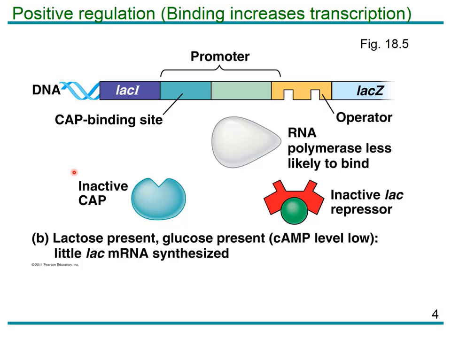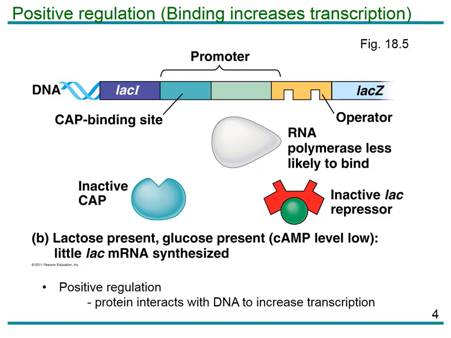So when there are low levels of glucose, high levels of cyclic AMP are going to cause CAP to bind. That's going to cause the RNA polymerase to bind. RNA polymerase can only then proceed down the operon to transcribe our LAC-Z gene if the repressor is inactive. So this role of CAP is an example of positive regulation. The CAP is a protein that's going to interact with the DNA to increase transcription.